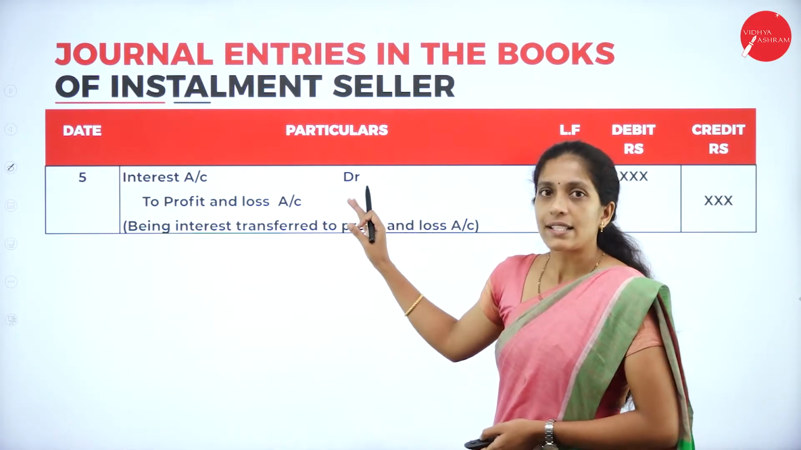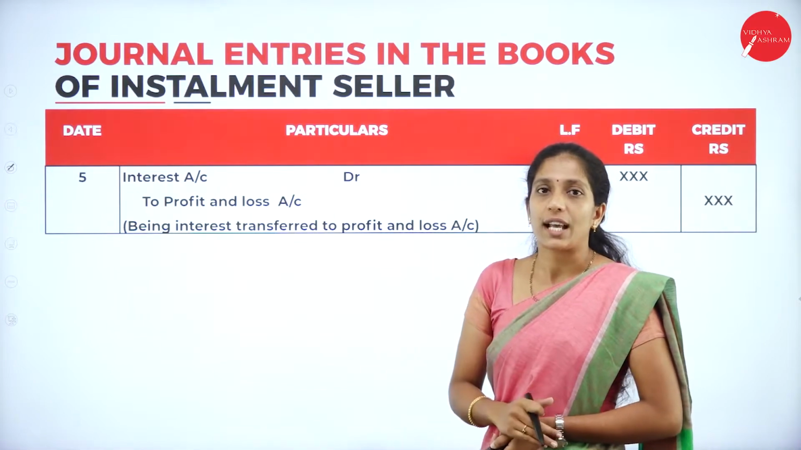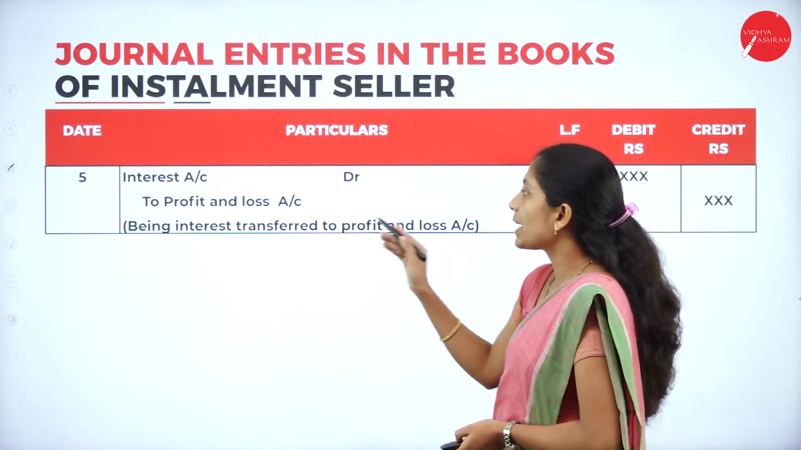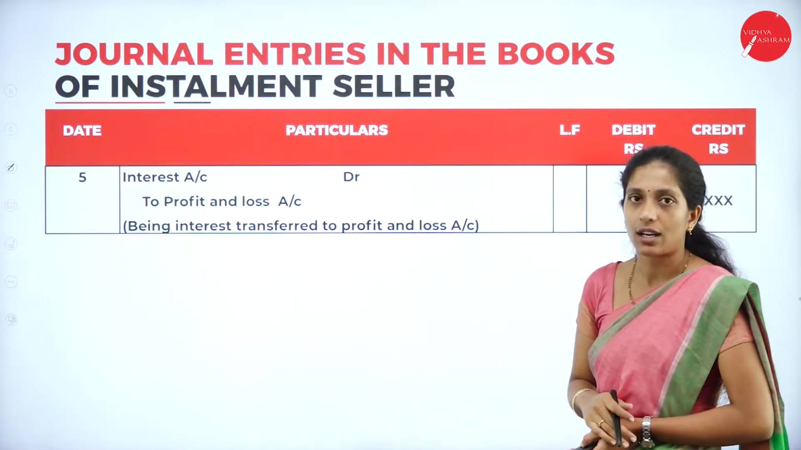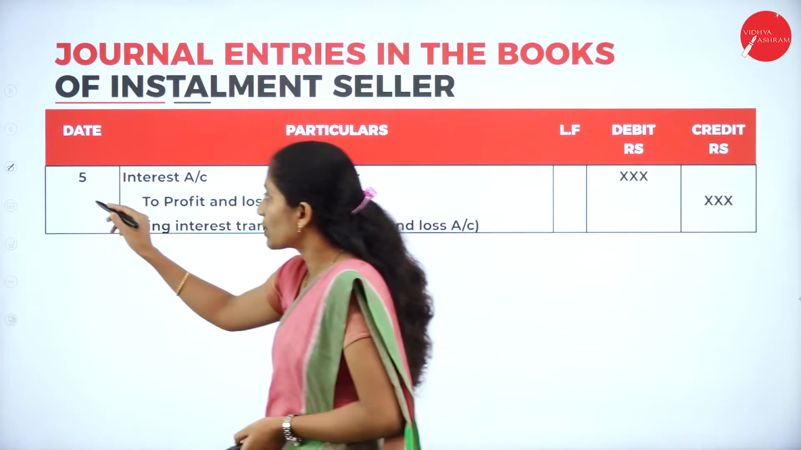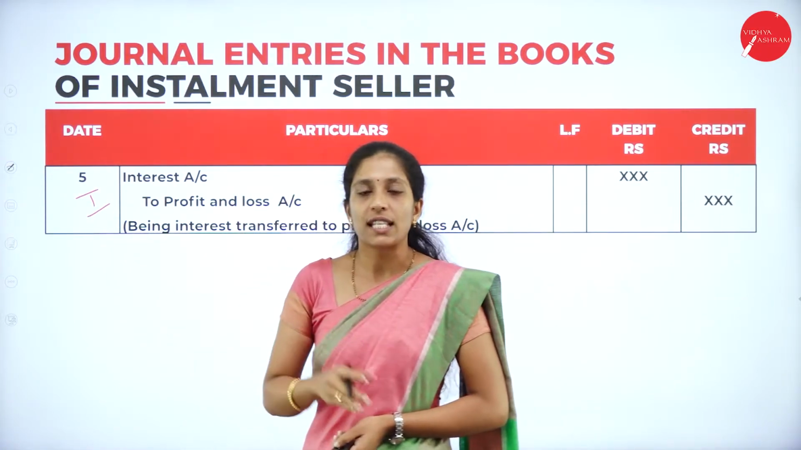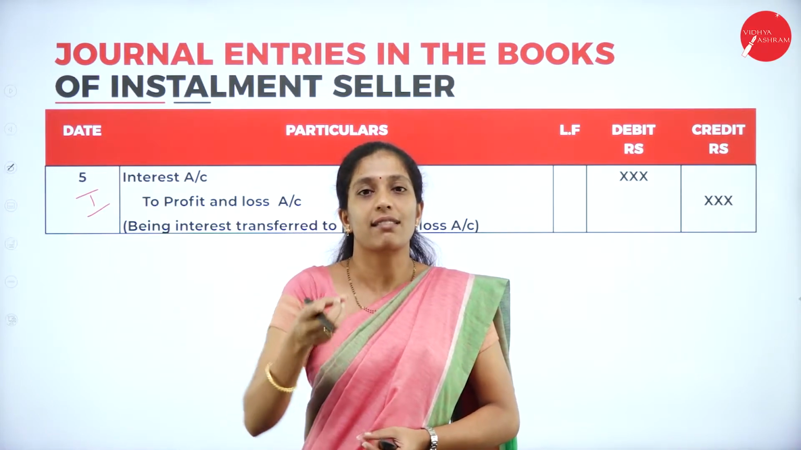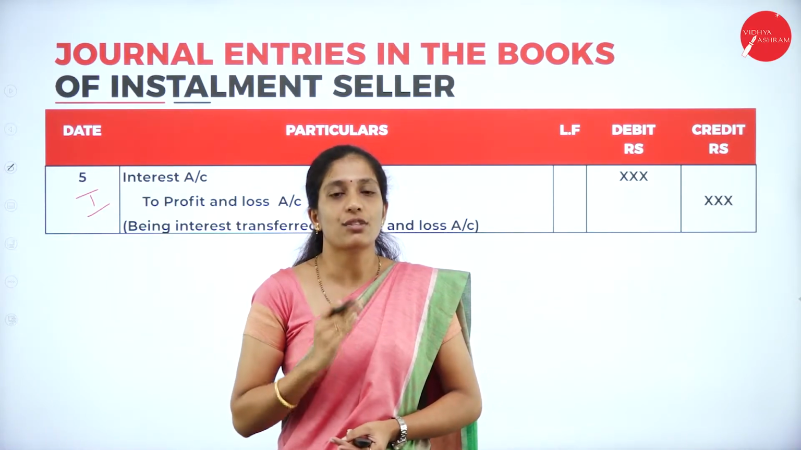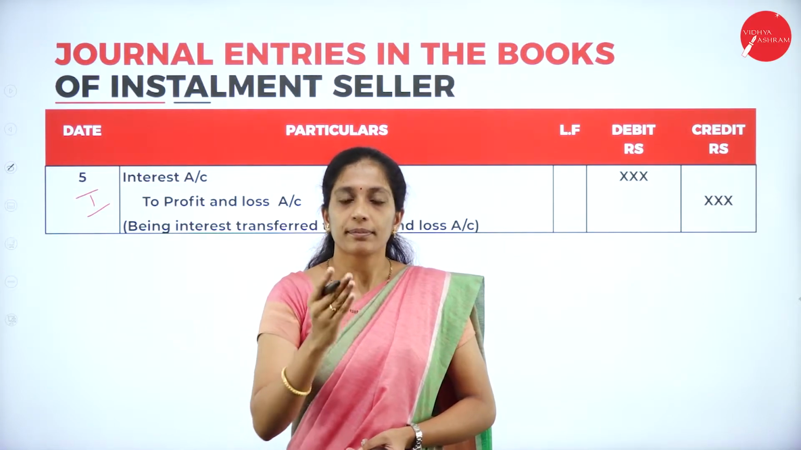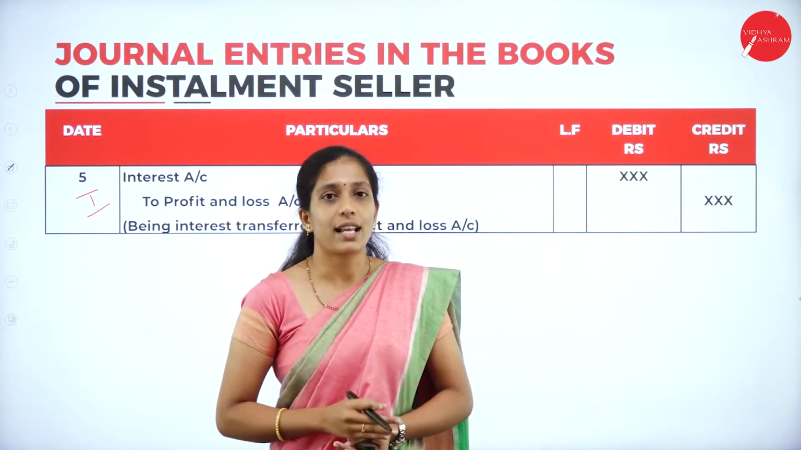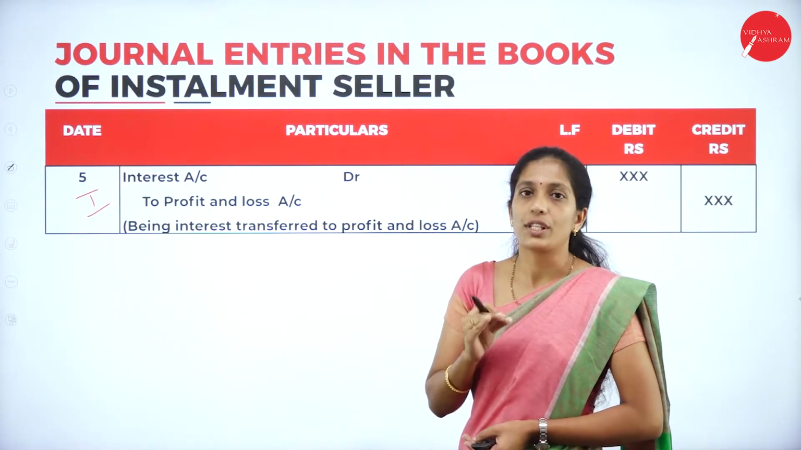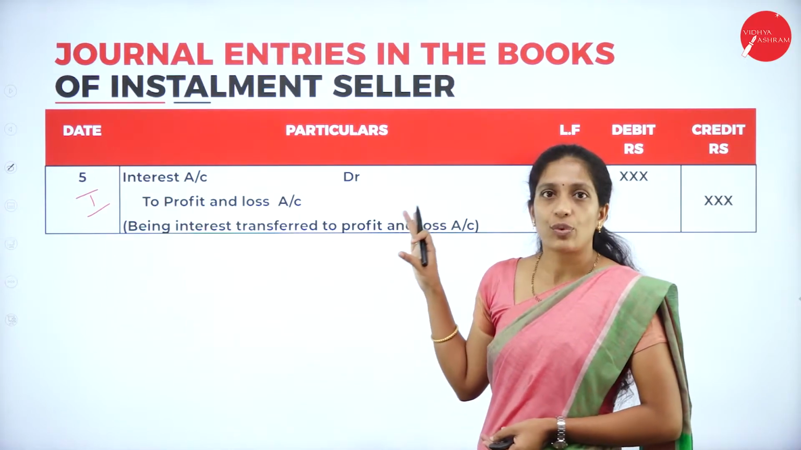So the last entry is for transfer of interest to profit and loss account. Interest account debit to profit and loss account, being interest transferred to profit and loss account. So these are the 5 entries which come under the first year. Next, for the second year, as usual, you don't have the first 2 entries, that is for selling of the asset and receiving the down payment. Your entries start from interest due, next installment received, and the next one is the transfer of interest to profit and loss account. Only 3 entries.